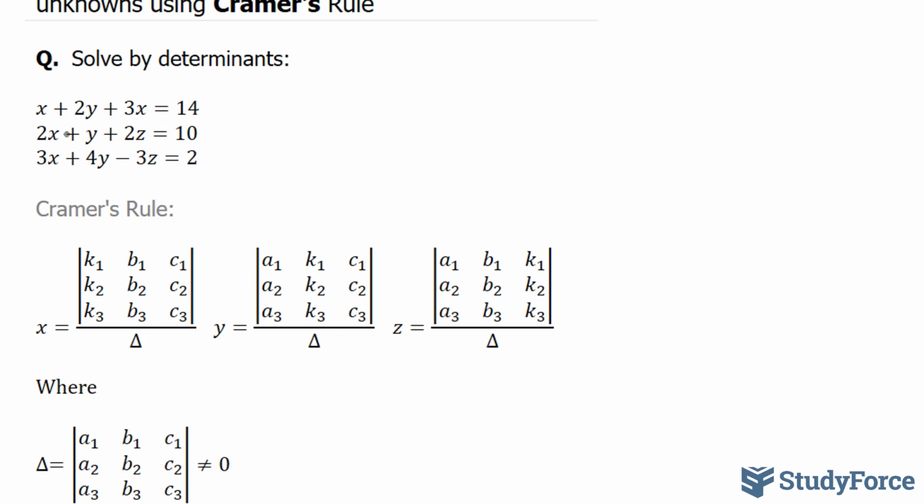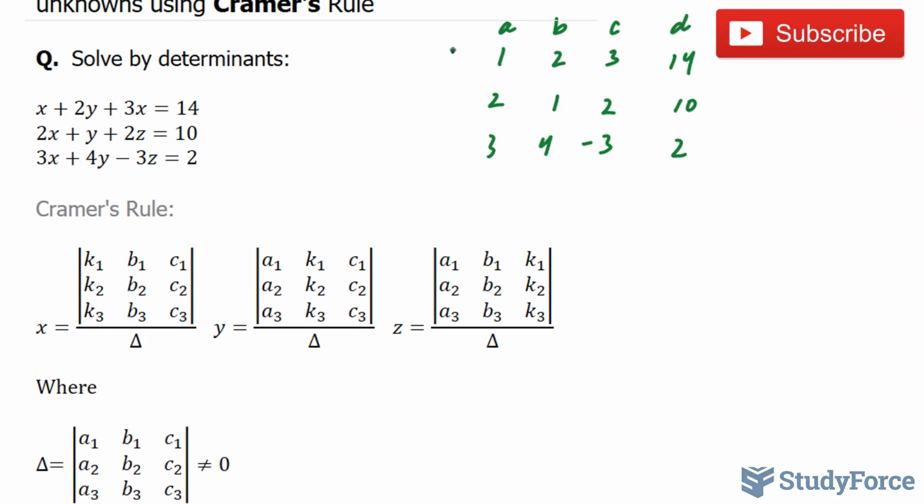The next thing that I want to do is write this out in rows and columns, and this is something that I personally like to do. It helps visualize what's happening. We have the coefficients 1, 2, 3, and 14; the coefficients 2, 1, 2, and 10; and 3, 4, negative 3, and lastly 2. And this is my A, B, C, and D column, and this is my 1, 2, and 3 row.